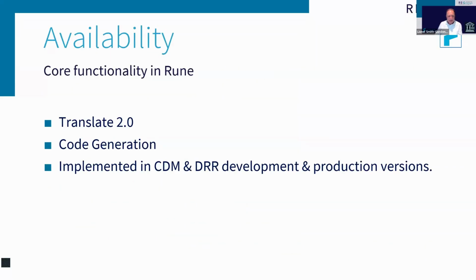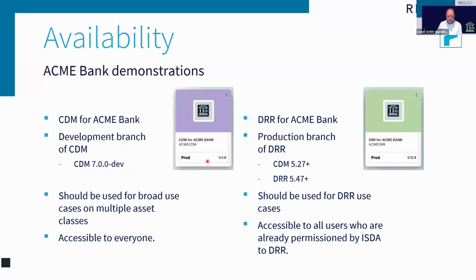The core functionality that we've been talking about, Translate 2, the ability to do that into code generation, it's all available. It's all out there. It's in the public repositories, implemented in CDM. It's implemented in DRR in all of the development and production versions. You can see that as the tiles in Rosetta, and you can see the Acme Bank demonstrations, which you've been interacting with today. The CDM for Acme Bank, as I said earlier, is based on the latest release of CDM 7.